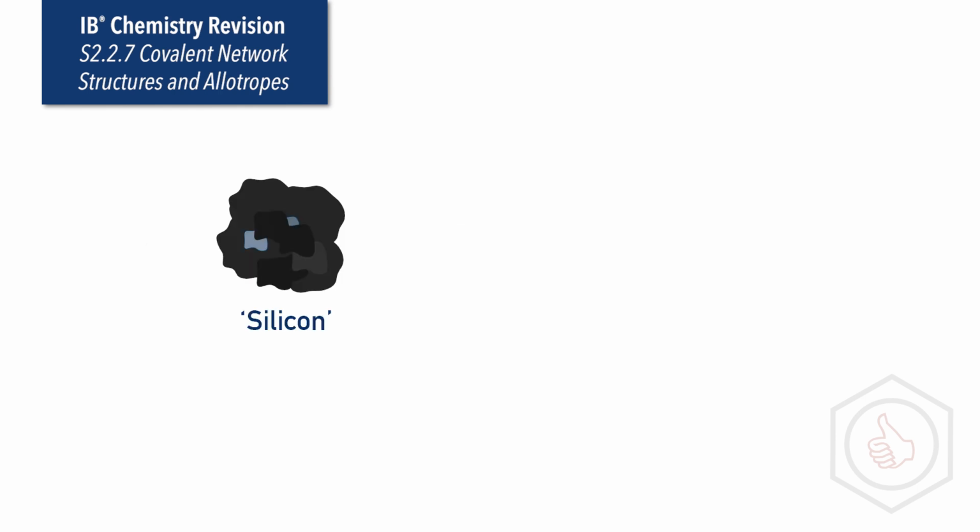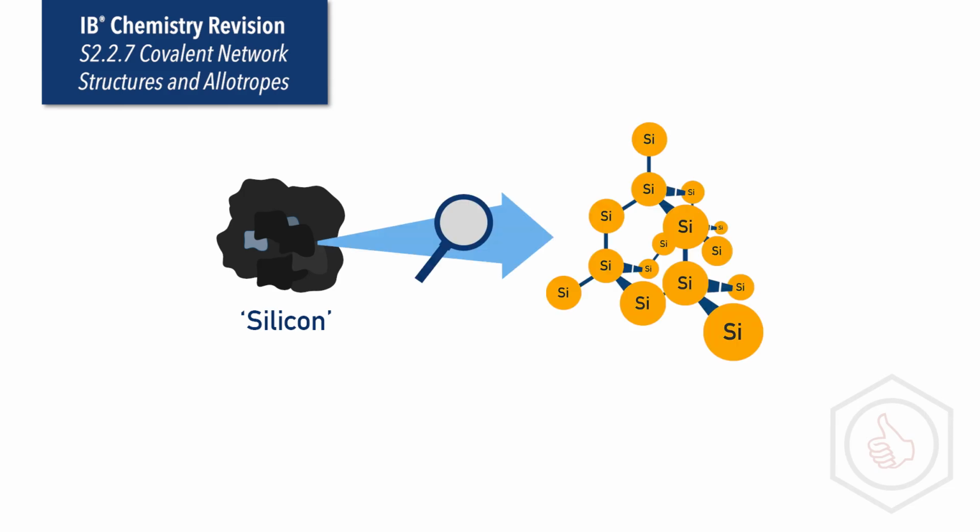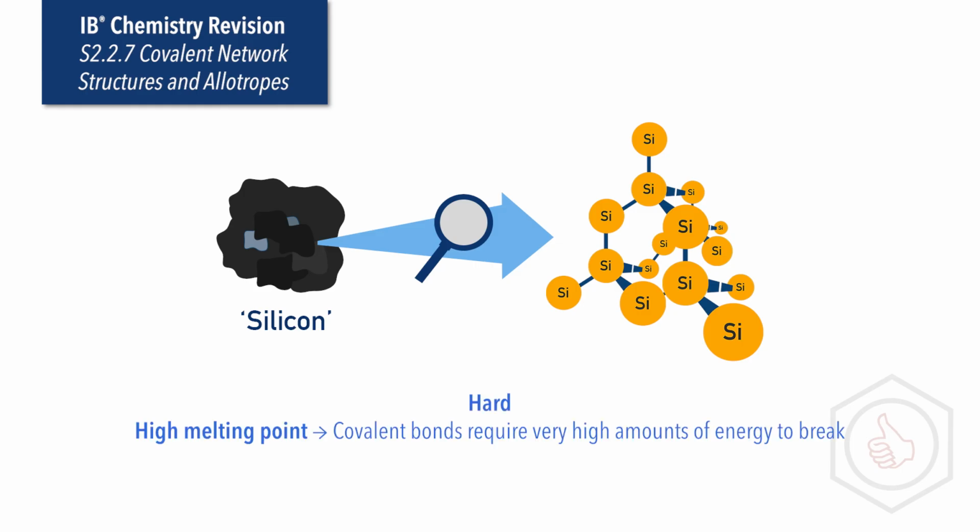Silicon also exists as a solid at room temperature, and like the carbon in diamond, each silicon atom forms 4 covalent bonds in a tetrahedral structure, forming a giant covalent network. It's very hard, has a high melting point, and is a semiconductor, so it has limited conductivity in normal state.